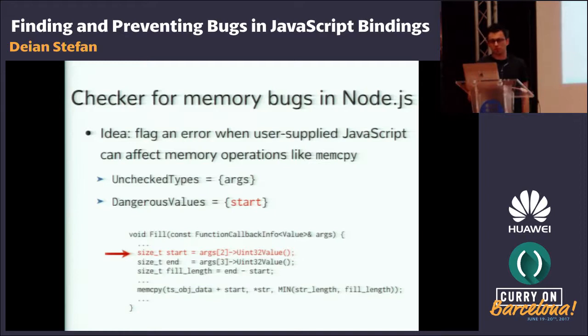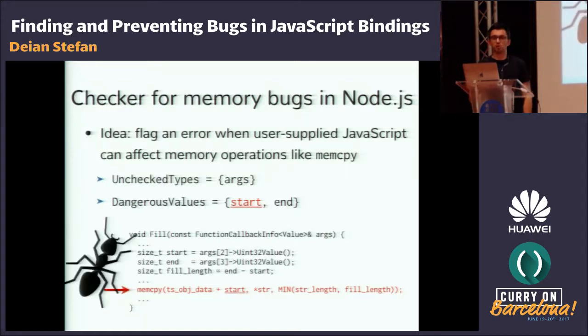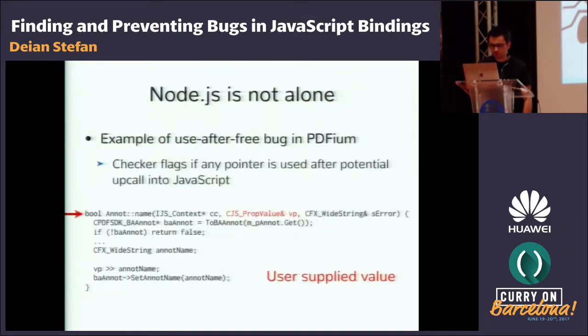Then we go through the function body, and one thing that we see is that we're using args[2] as a uint32 value, right? So we're adding start to our potentially dangerous values, and we're doing the same thing for end. And then once we actually get to the memcpy, we see that start is actually in the dangerous value set, and we flag this as a bug. Now, this is not always going to be a bug, because sometimes you can't actually trigger these C++ functions from JavaScript, but most of the time, at least in Node, they do manifest as real bugs.